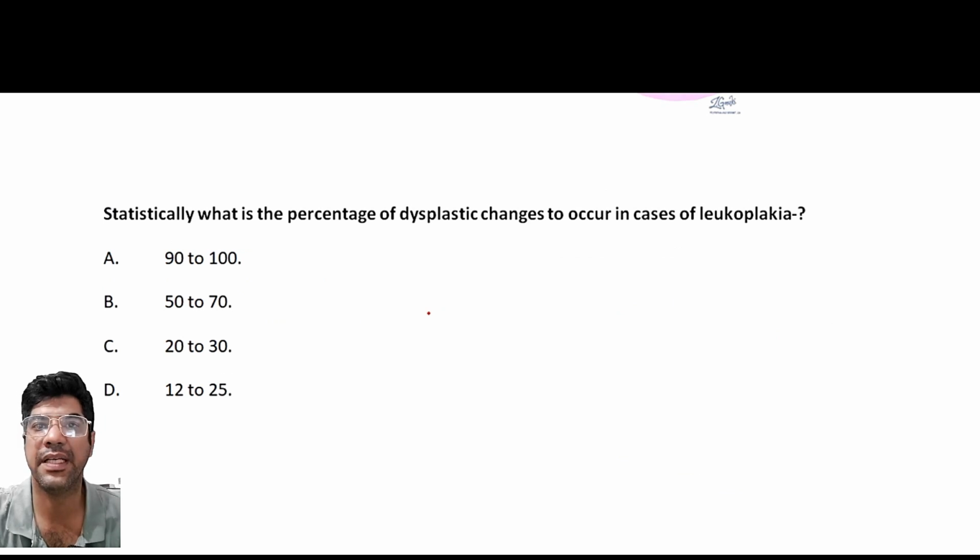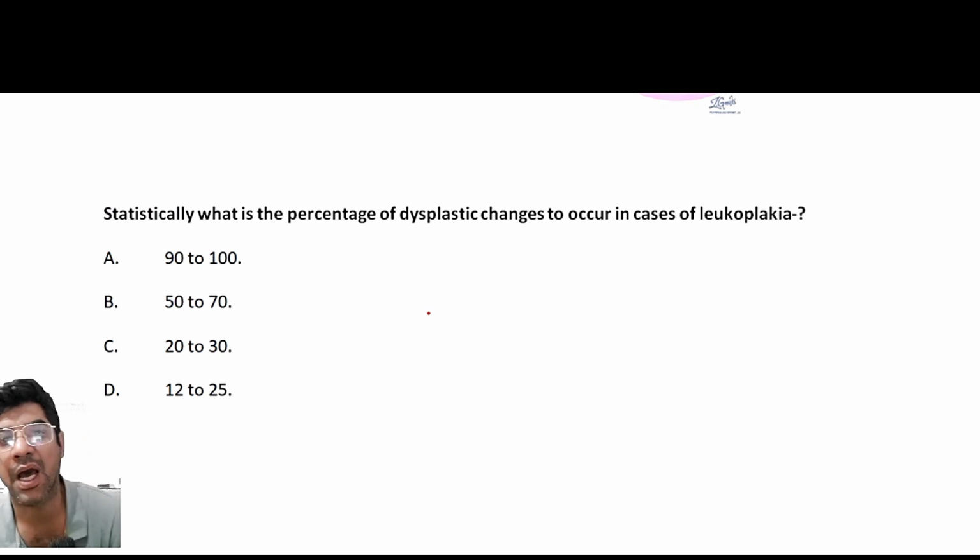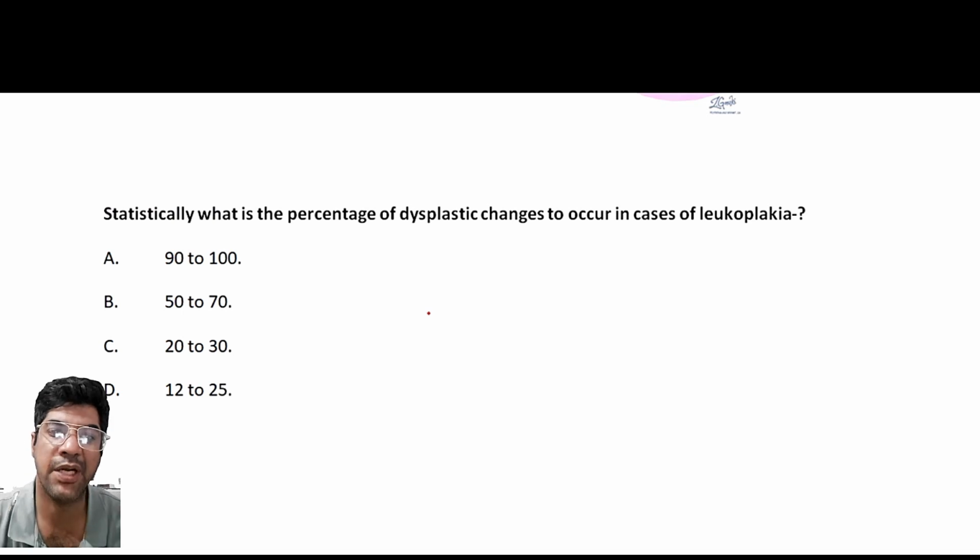Statistically, what is the percentage of dysplastic changes in leukoplakia? It is generally 12 to 25% when a biopsy is performed. It is important to note that not all cases of leukoplakia progress to dysplasia or cancer. So regular monitoring is important for early detection and management of any potential malignant changes.